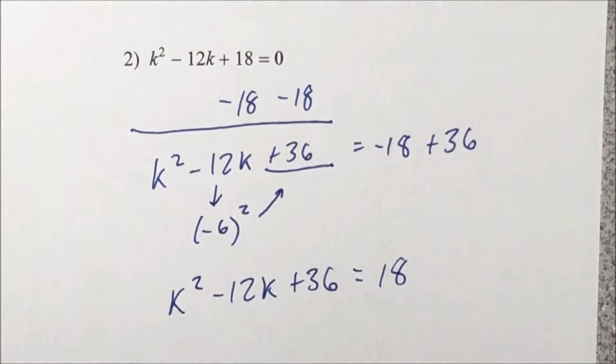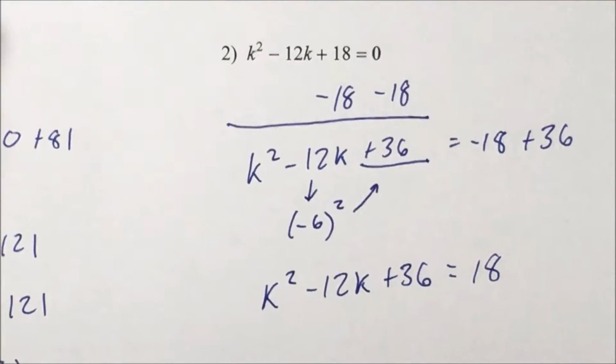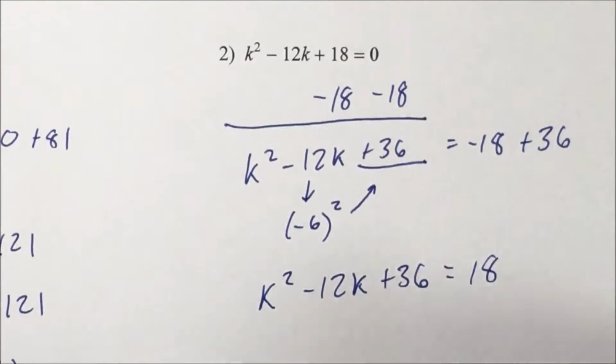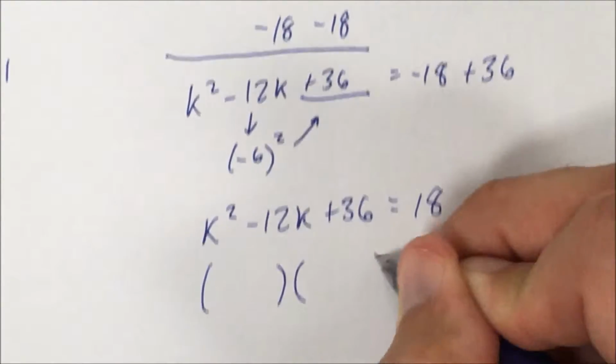And that's not as convenient as our last one. The last one we ended up with 121. 121 is a perfect square. 18 is not a perfect square. So we'll have to deal with it here in a second.